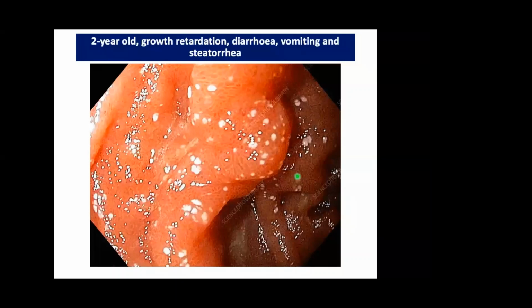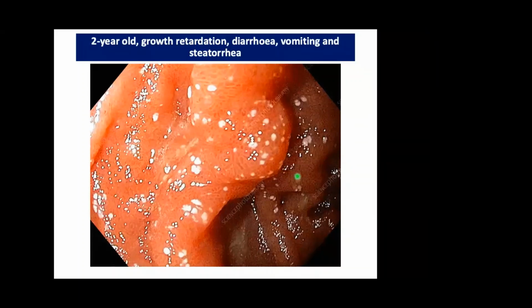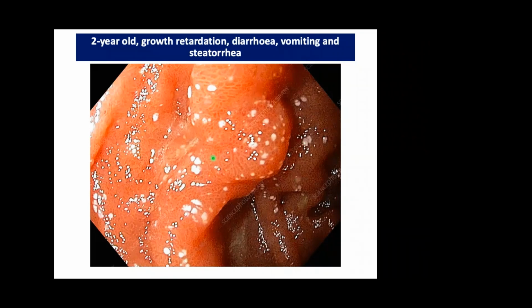Yes, sir. It shows a mucosal edema with whitish patches in the small bowel, and probably looks like lymphangiectasia. What are those whitish things? Is it reflection or something else? No, sir. It looks like probably lymphangiectasia. Okay, you think it is lymphangiectasia.